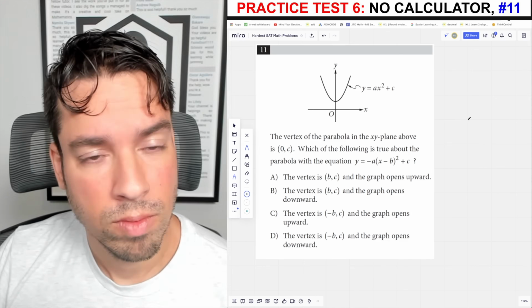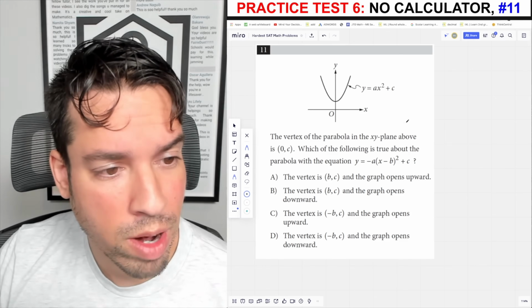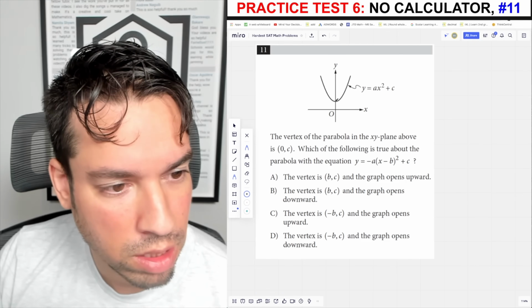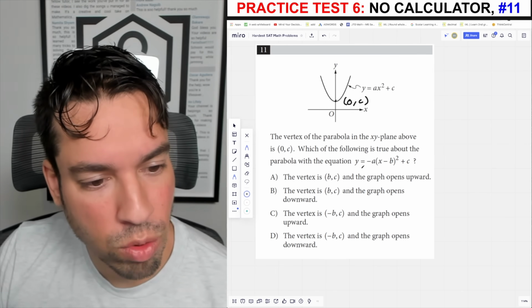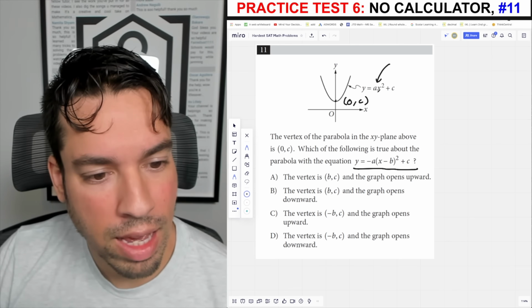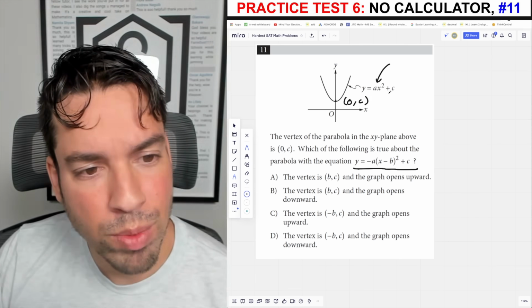Boom, done. All right, this is a very interesting quadratic parabola problem. It says the vertex of the parabola in the xy plane above is (0, c). Which of the following is true about the parabola with the equation of this? And by the way, we're kind of assuming that the a's are the same. Now, what can we deduce about these values?